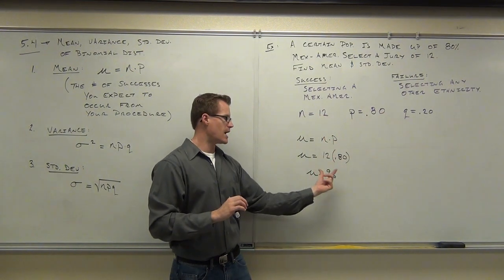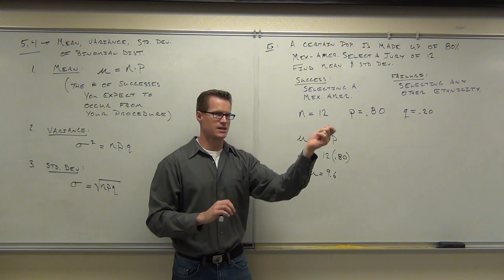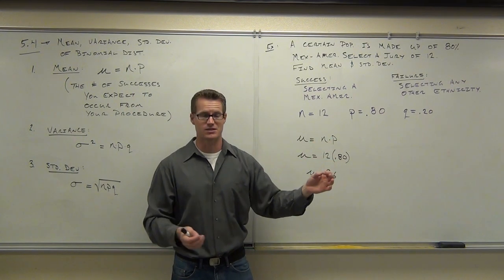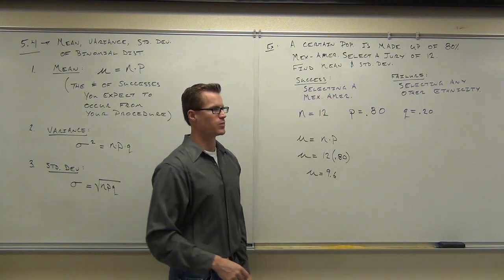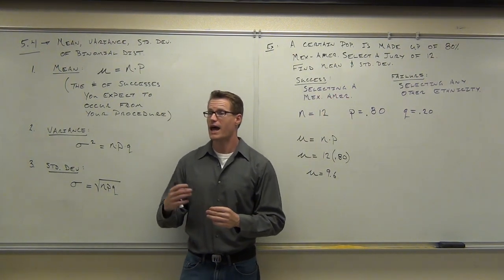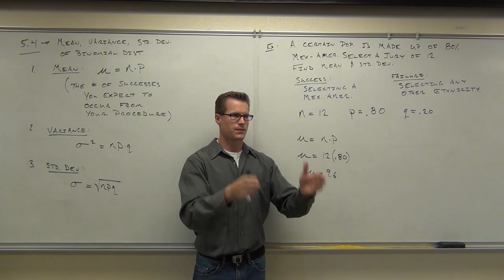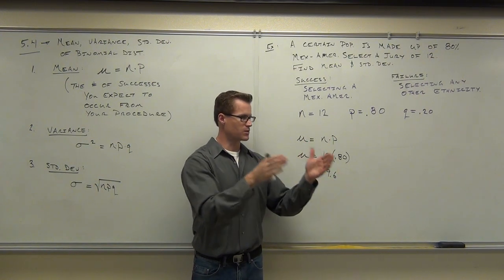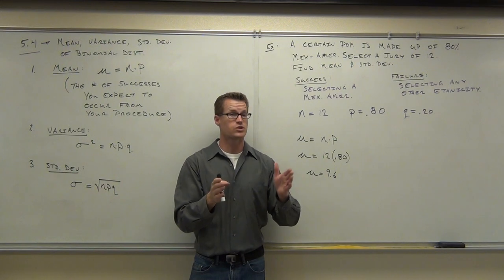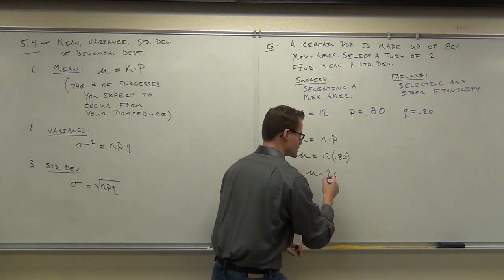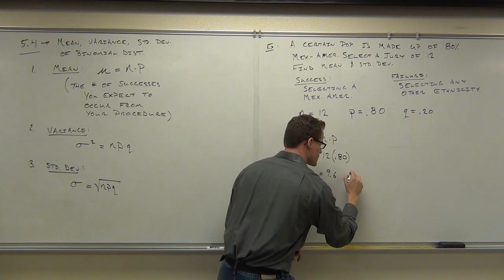So this says you should have 9.6 successes. Whatever you're talking about here, you should have 9.6 successes. In our case, that would be 9.6 Mexican Americans on average if you did juries of 12 all year long. You should have 9.6 Mexican Americans on each jury, or somewhere around 9. Do you understand that? Okay, so this stands for the number of successes, about 9.6 successes.